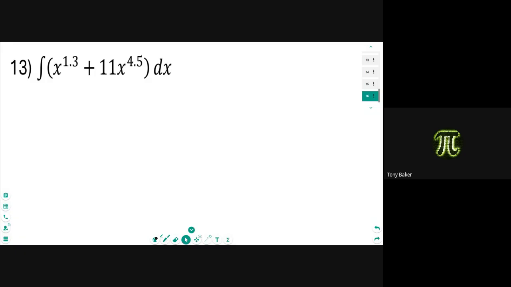This one is an indefinite integral. So we're going to do the exact same thing we just did in the last one, except you don't actually have to plug anything in at the end. But what do you have to put at the end of it? Let's see. So x to the 2.3 over 2.3 plus 11 over 5.5 x to the 5.5 plus c.